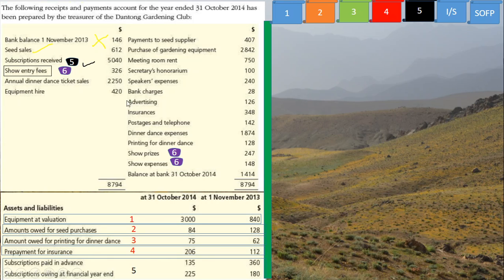So now you need to calculate profit or loss. If you add these two, 247 plus 148, you get 395. 395 is your total expenses, while 326 is your income, so it's going in a loss. It means you need to show it in the expenses section of the income statement.